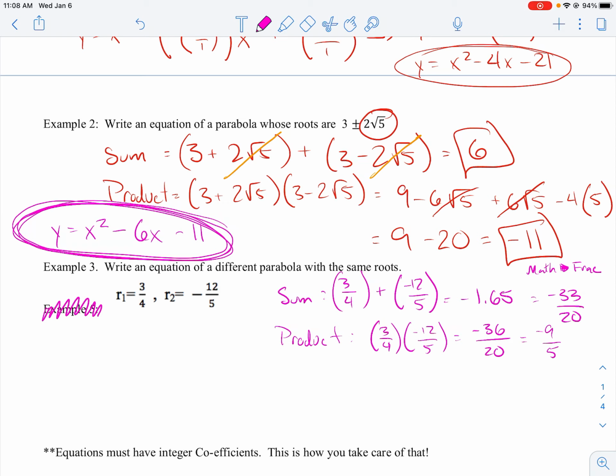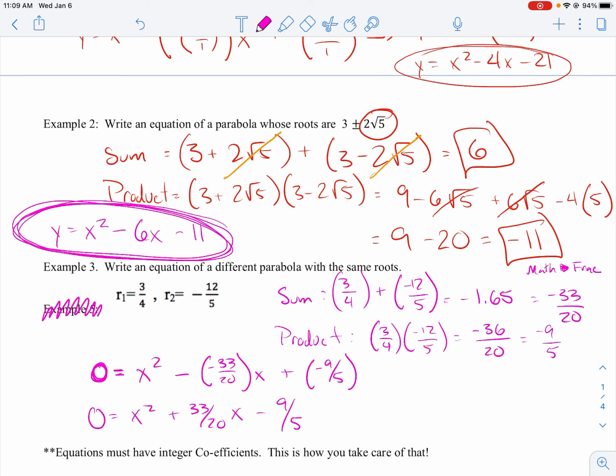Now, using our process here, I'm going to go 0. You can leave it as y or 0, whatever you prefer. I see a lot of examples go back and forth, so I'm going to put this as 0, and you'll see why. I write it out like this: 0 is equal to x squared minus a negative 33/20 x plus a negative 9/5. And so I get 0 is equal to x squared plus 33/20x minus 9/5.